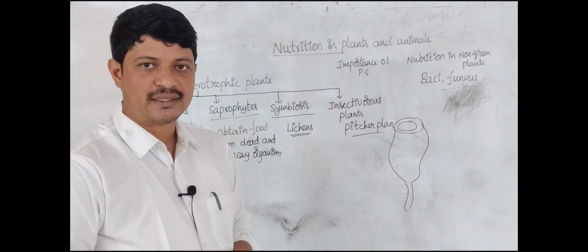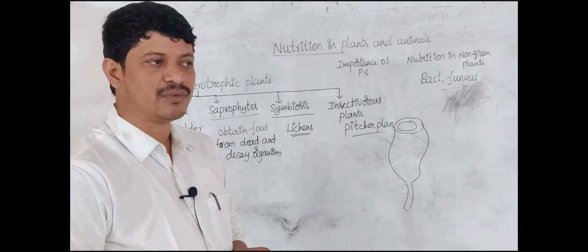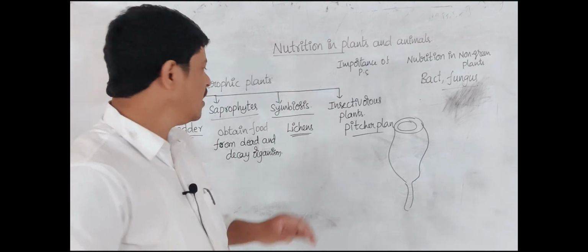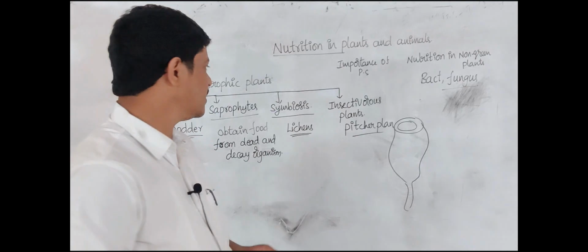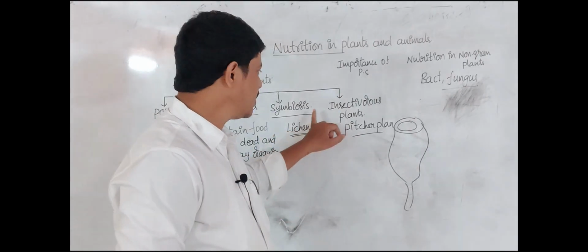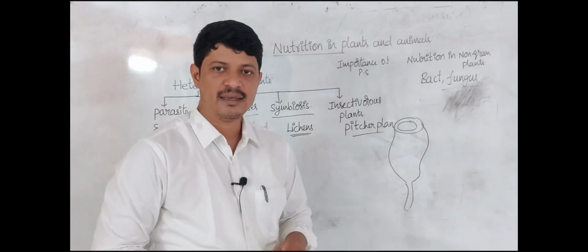So according to this, the heterotrophic plants are segregated into parasitic plants, saprophytes, symbiosis, and insectivorous plants. In parasitism, they obtain food materials from another plant, whereas saprophytes obtain food from dead and decayed organisms. Symbiosis examples are lichens, and the insectivorous plants are pitcher plants.